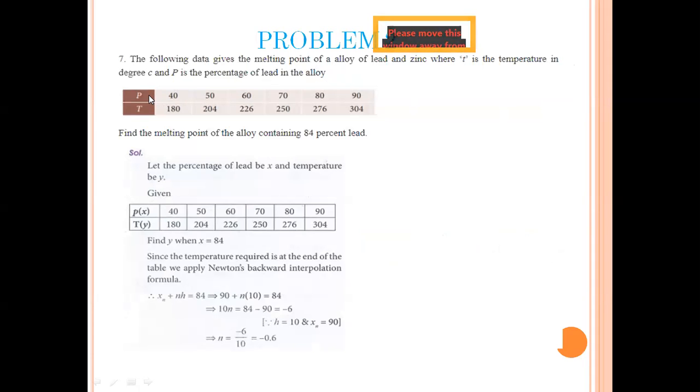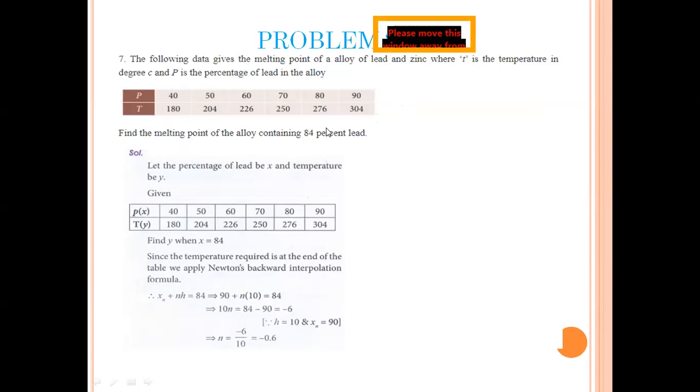Now the P percentage is the X value: 40, 50, 60, 70, 80, 90. That is, all the P values are increasing by 10, so it is an equal interval. And the T values are 180, 204, 226, 250, 276, 304. They are asking to find the melting point of the alloy containing 84% lead.